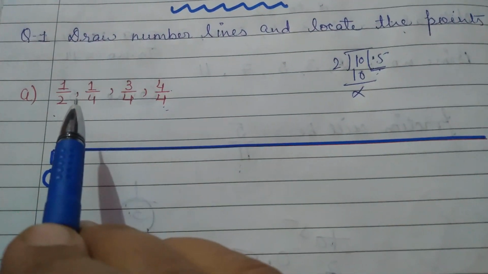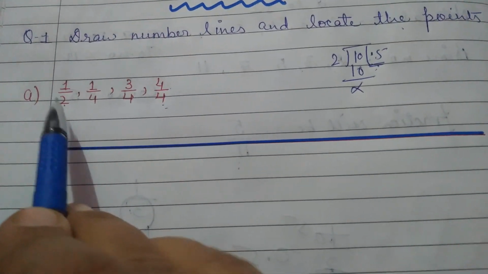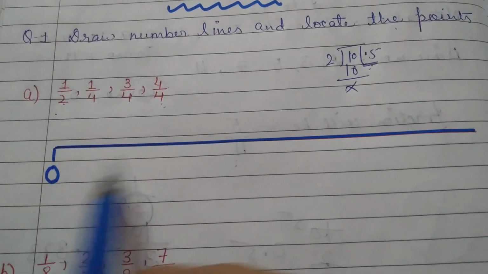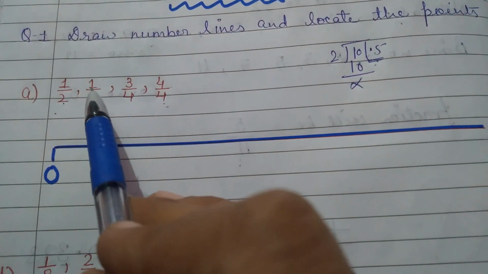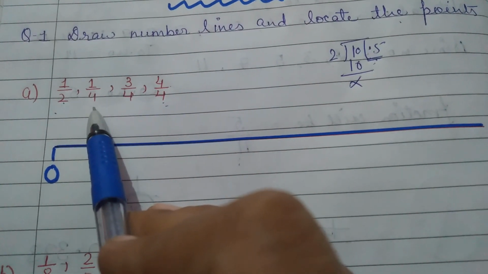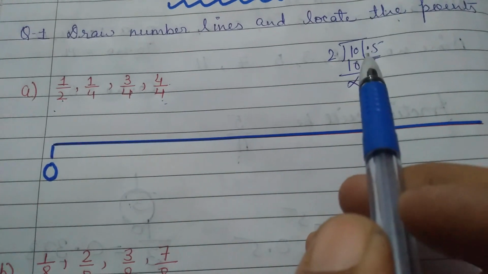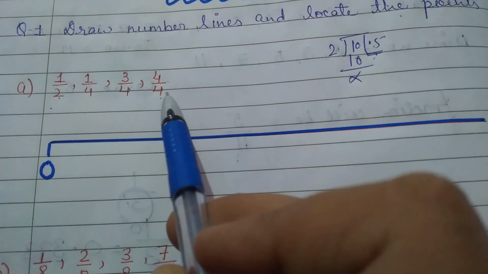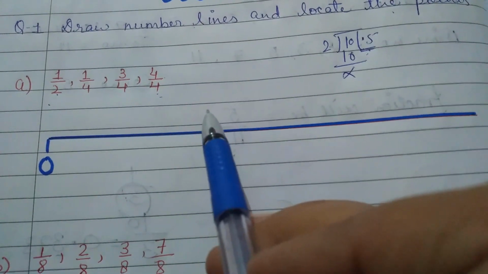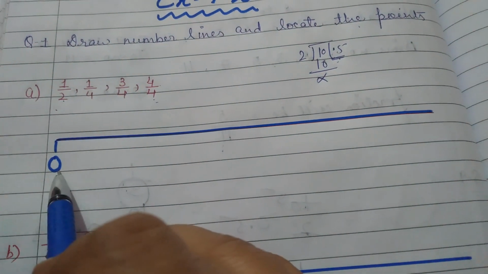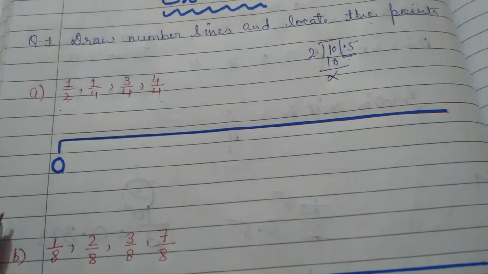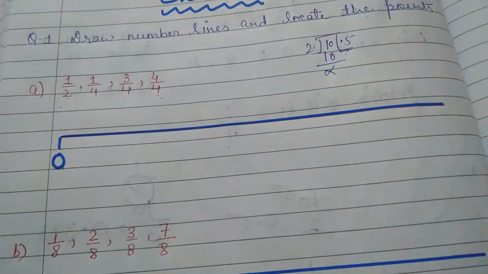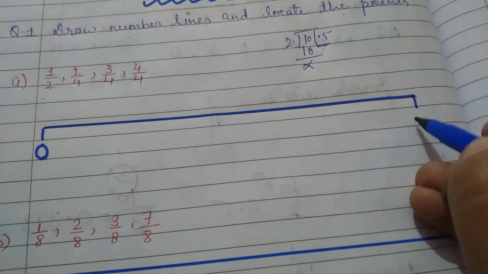It means the number line for 1 by 2 will be 0 to 1, and we can also see that 1 by 4 is there. If 1 by 2 is less than 1, then 1 by 4, 3 by 4 and 4 by 4 will also be less than 1. So what we have to do is write 0 here and write 1 here.